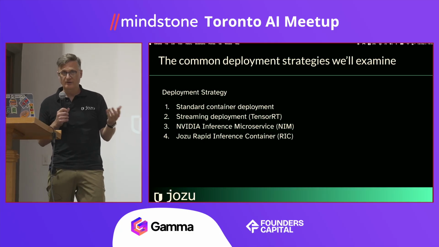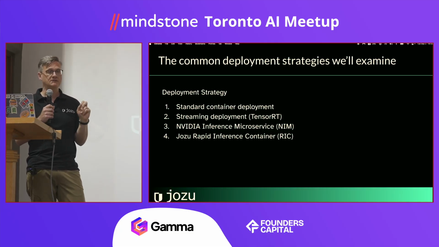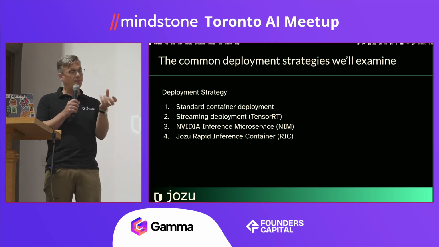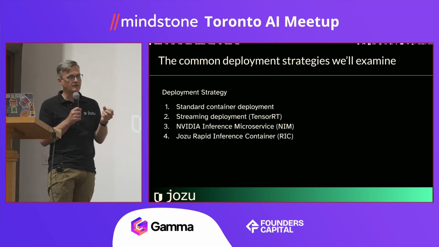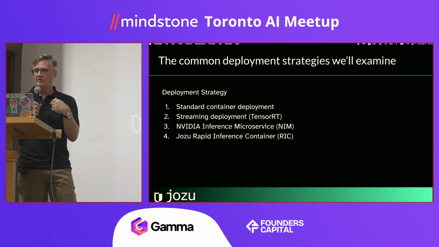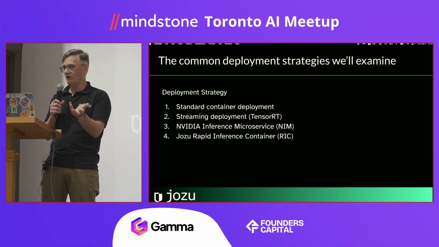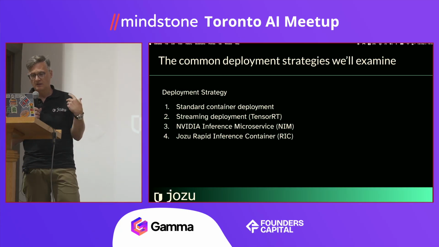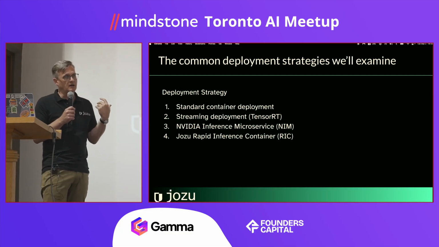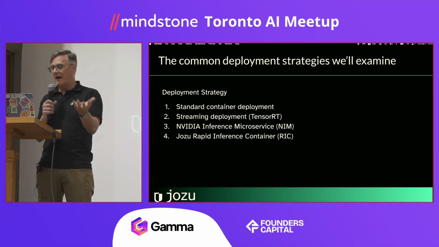NVIDIA has something called an inference microservice, or a NIM. And a NIM has an optimized way of handling the GPU, so that has a slightly different deployment characteristic as well. And lastly, my company has built a rapid inference container.